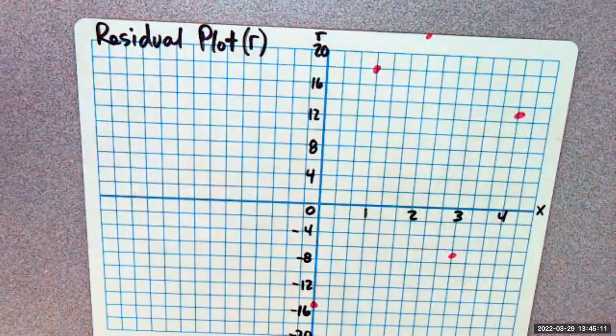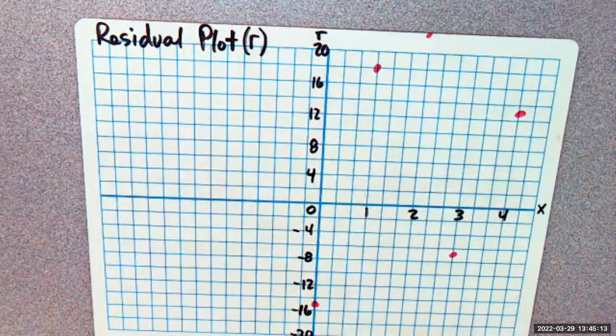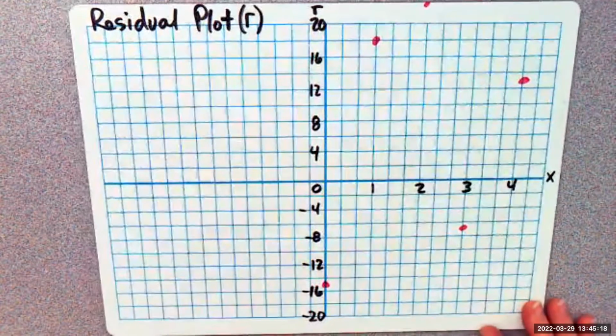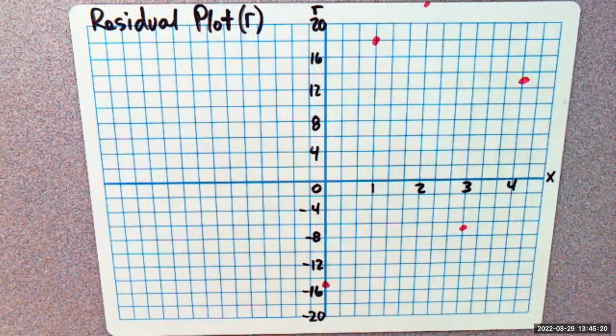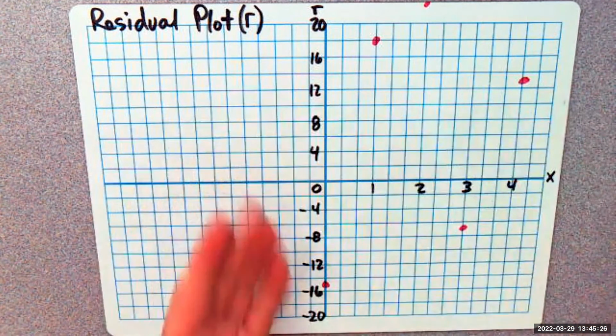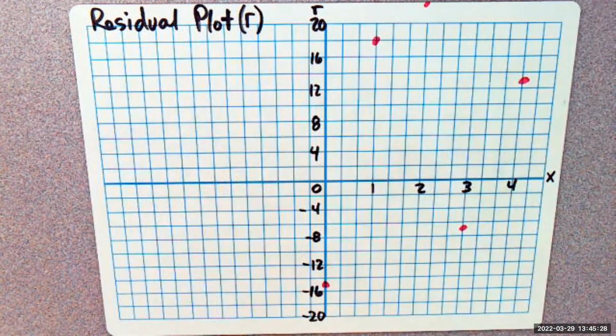So when we look at this residual plot, they're just all over the place. If we have chaos on our residual plot, that's a good thing. That means this is probably a really good curve fit because there's no pattern to the residual plot. So that means we've got a few points on each side of our curve.